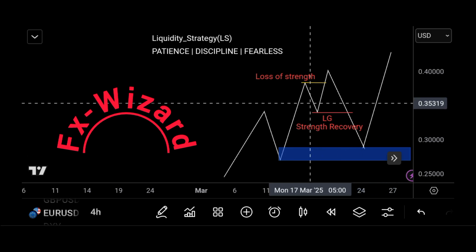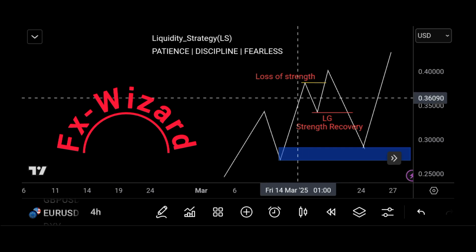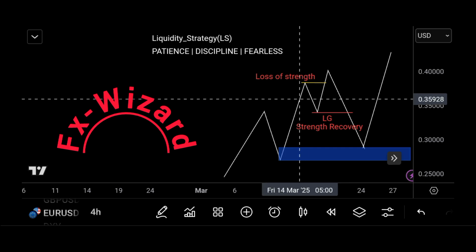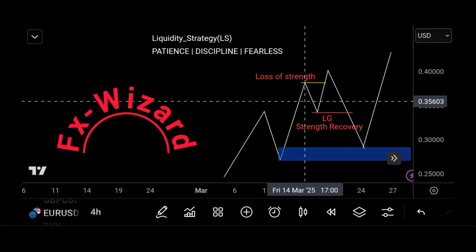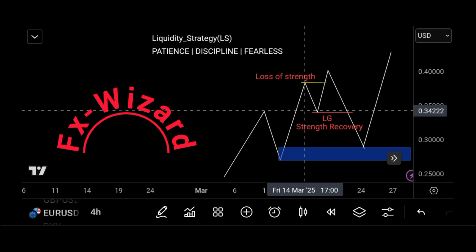For us to know that we have a loss of strength, we need to know the strength. We need to know how to measure the strength of the market. This is not what I'm going to teach in public. If you want to go deep into this topic, you have to DM me for mentorship. I do mentor people on how to trade with my strategy, which is liquidity strategy.